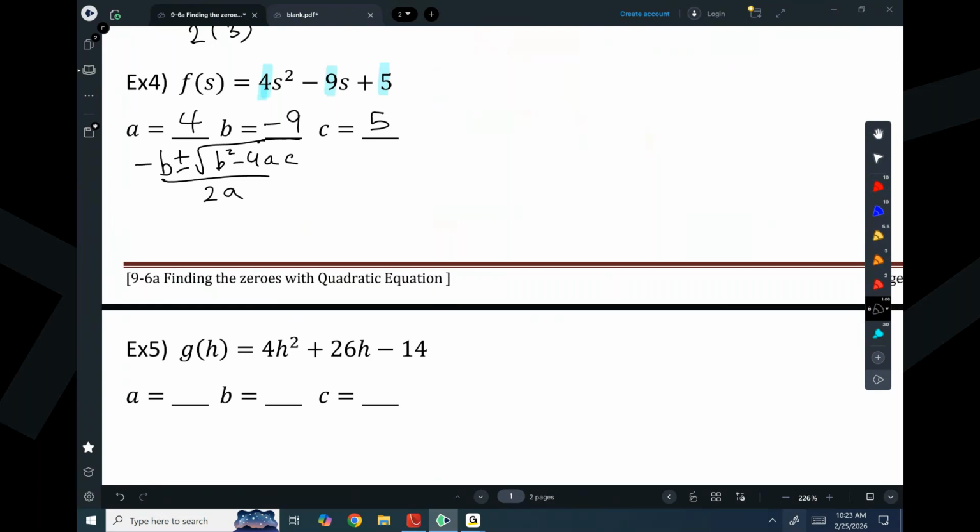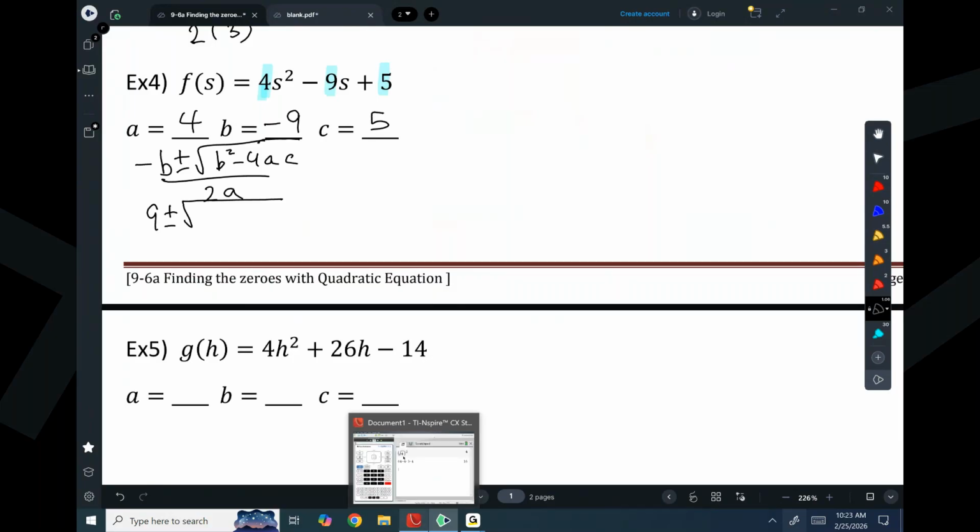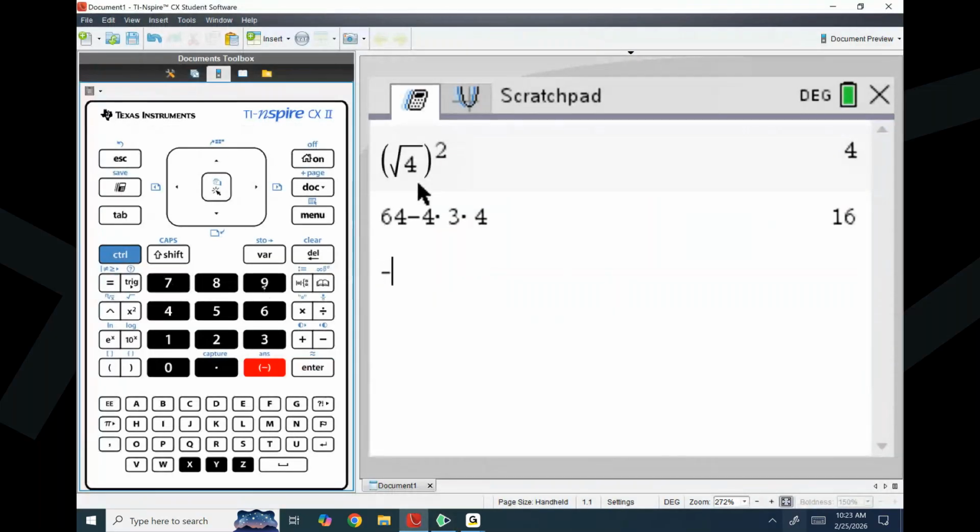The negative of b, what would it be? The negative of -9, so 9. Plus or minus the square root of -9 squared. Now watch this. -9 squared. I said, square that in your head, didn't I? Because if you type this on a calculator, -9 squared, it's going to say -81. It's positive 81. And it should be positive 81.